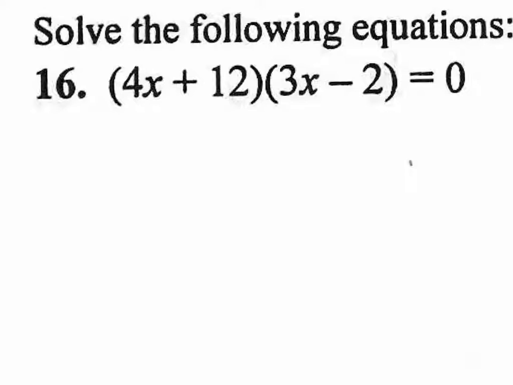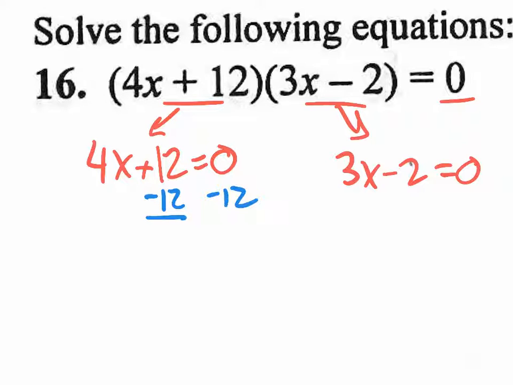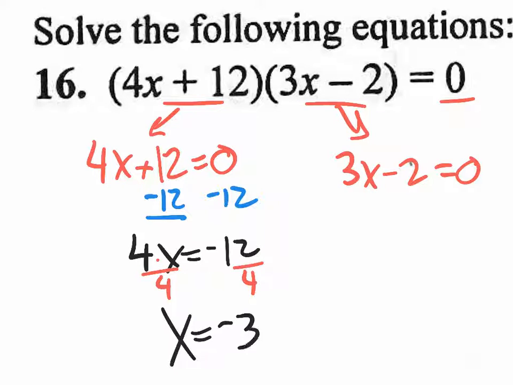And it is set up, it's already in factored form. It is something times something equals 0. So you could say at the first something, 4x plus 12 could equal 0. And you could also say that 3x minus 2 could equal 0. So if you subtract 12, you're going to have 4x equals negative 12. Final step would be to divide by 4. So x equals negative 3 is one answer.